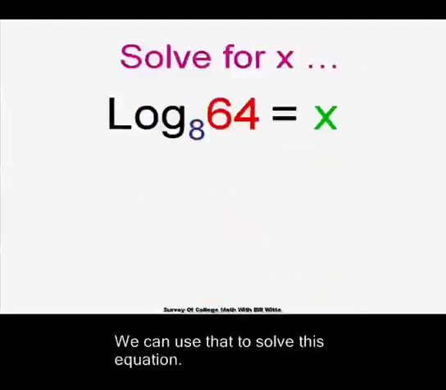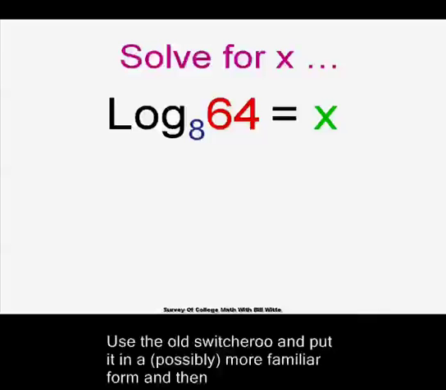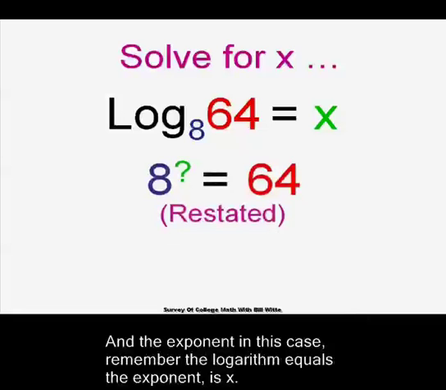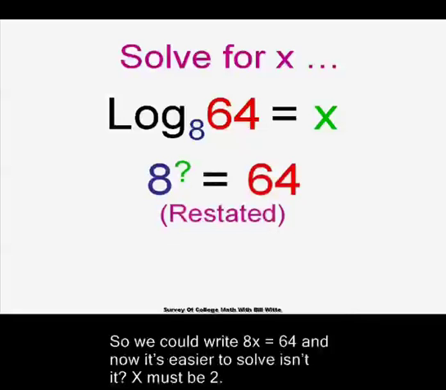Well, we can use that to solve this equation. Let's use the old switcheroo and figure out what x is. Let's rewrite it in a different way. The base is 8, and the exponent in this case, remember, the logarithm equals the exponent. So we'd write 8 to the what power is 64. Well, now it's easier to solve, isn't it? 8 to the 2, so x is 2.